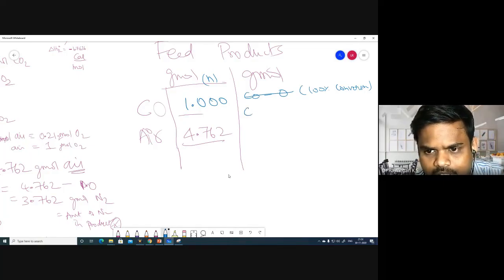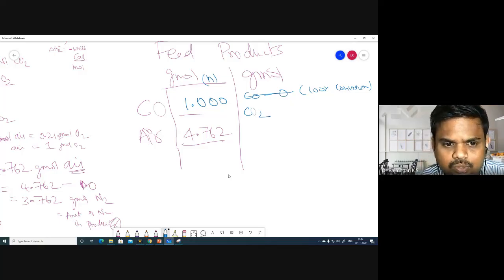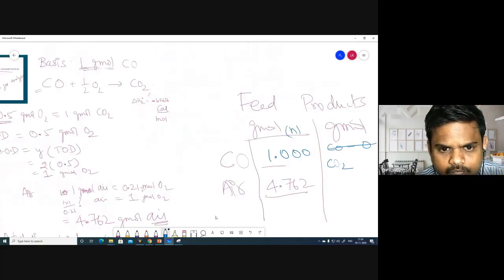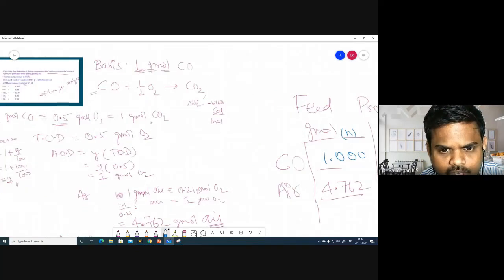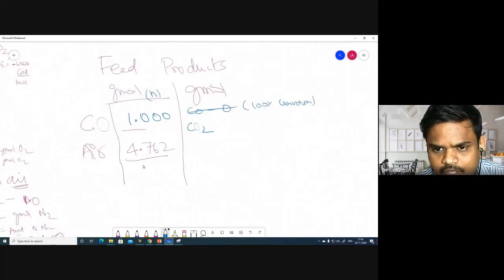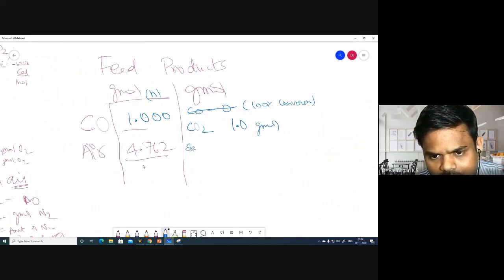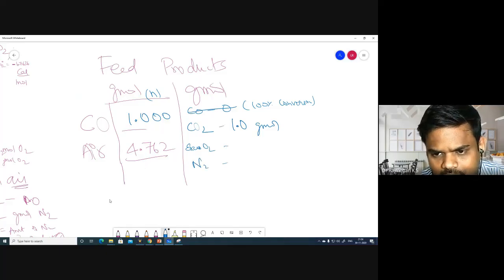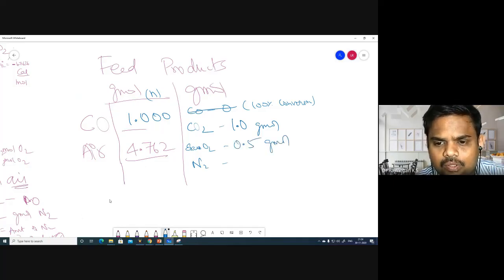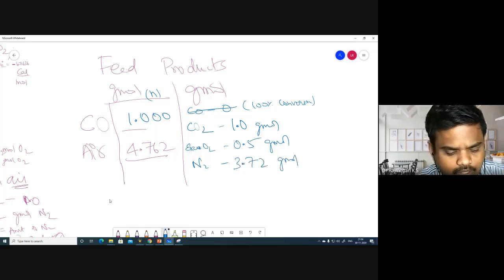So what are the products then? CO2 is there. How much CO2 is formed? From the reaction, 1 gram mole of CO2 is formed. It will also contain the excess oxygen and the nitrogen. What is the excess oxygen? We have calculated it to be 0.5 gram mole. How much nitrogen? Whatever has entered will be present, that is 3.76 gram moles.